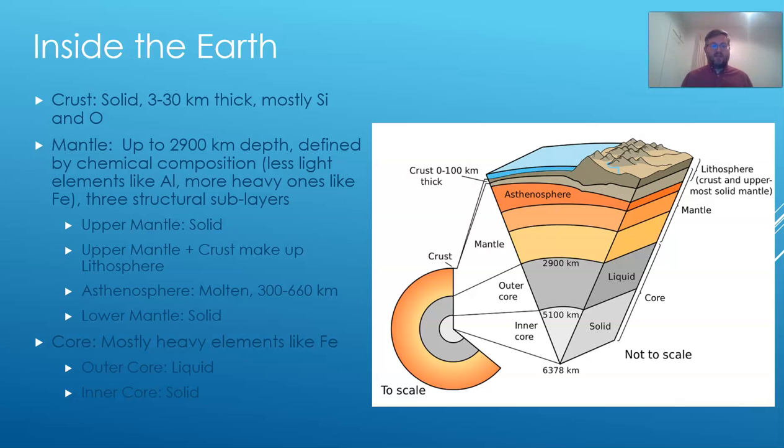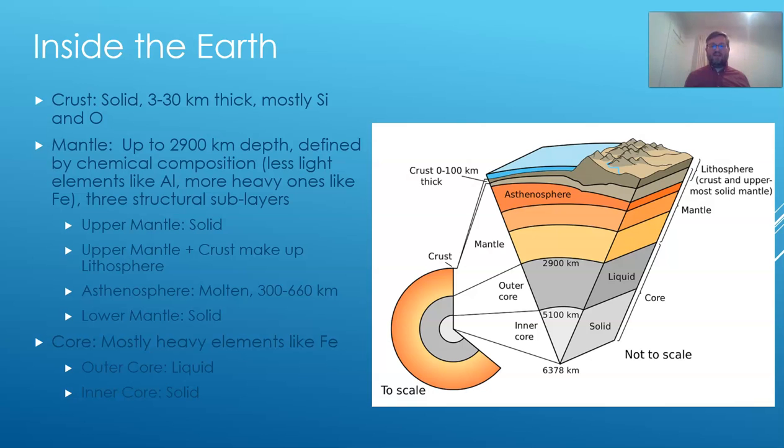Then inside the mantle, you've got the core. The core is, again, defined by its chemical composition. It's mostly made up of the really heavy elements like iron. They sunk to the center of the Earth as the Earth was forming. So now we've got this giant blob of iron and other heavy elements in the center of the Earth. The core, again, we can divide into 2 structural layers. The outer part of the core is fully liquid. It's so hot that it has melted. And then the innermost core, the very center portion of the Earth, is again solid.